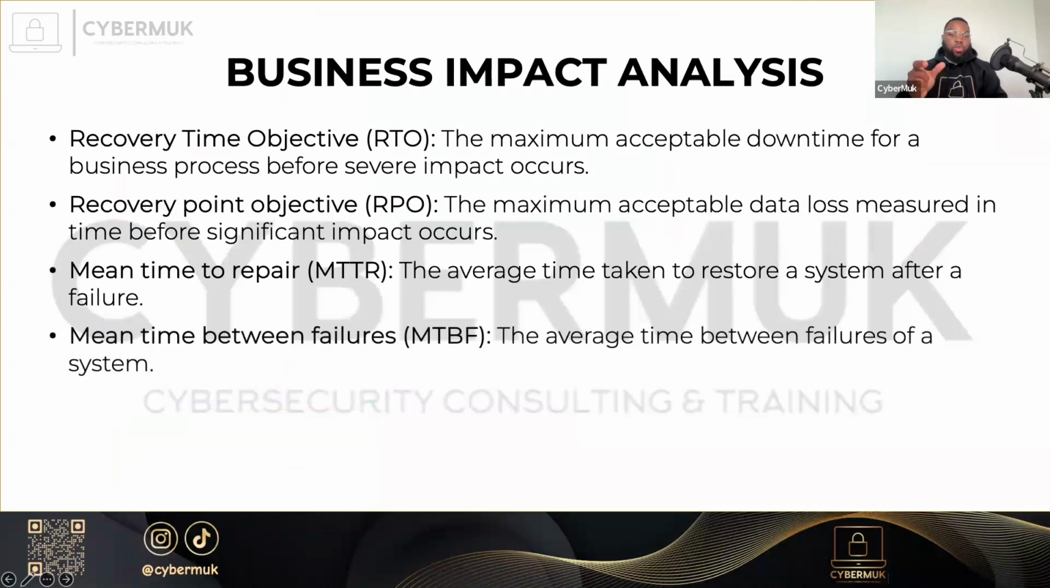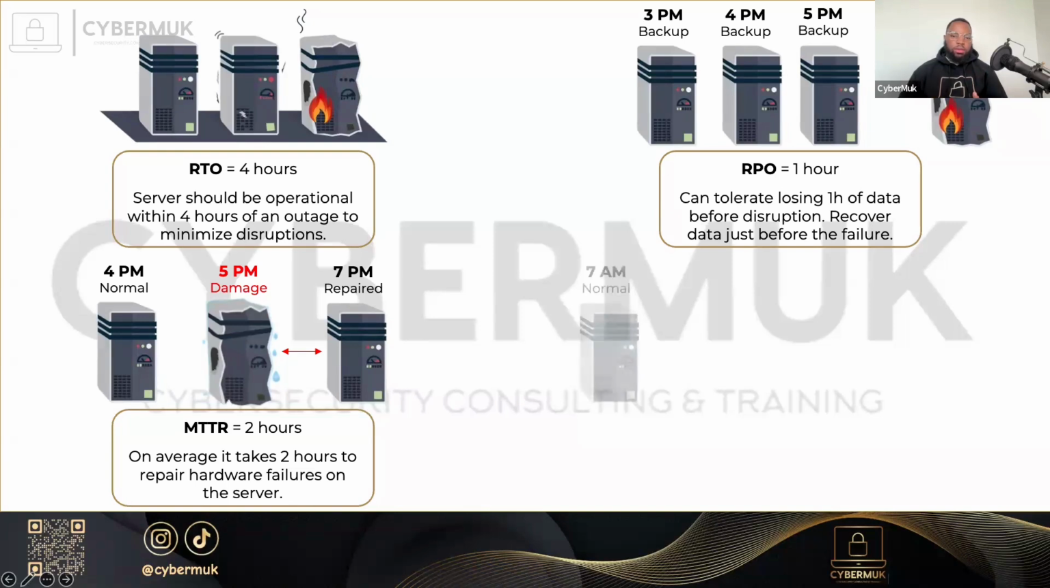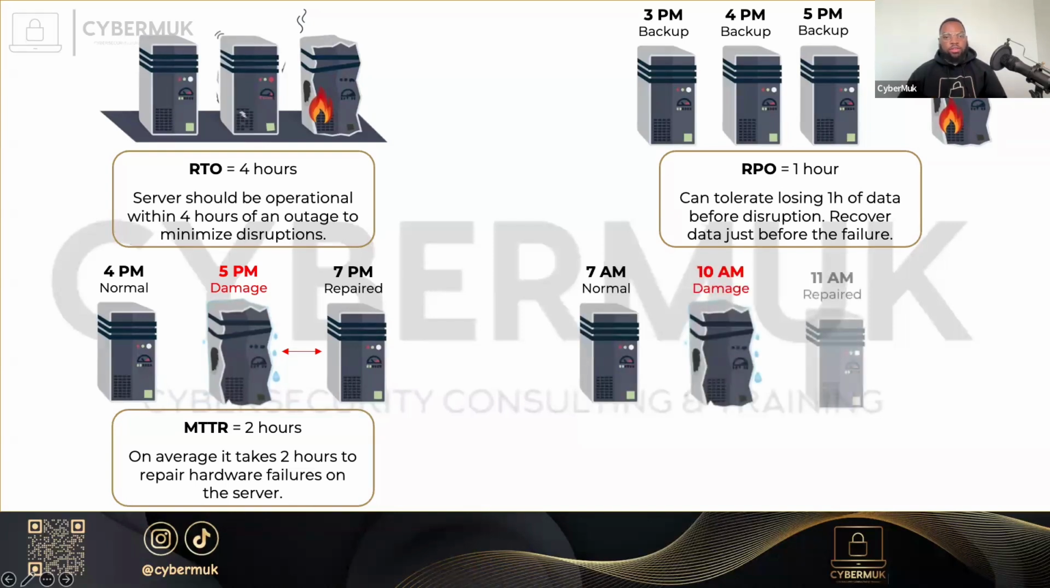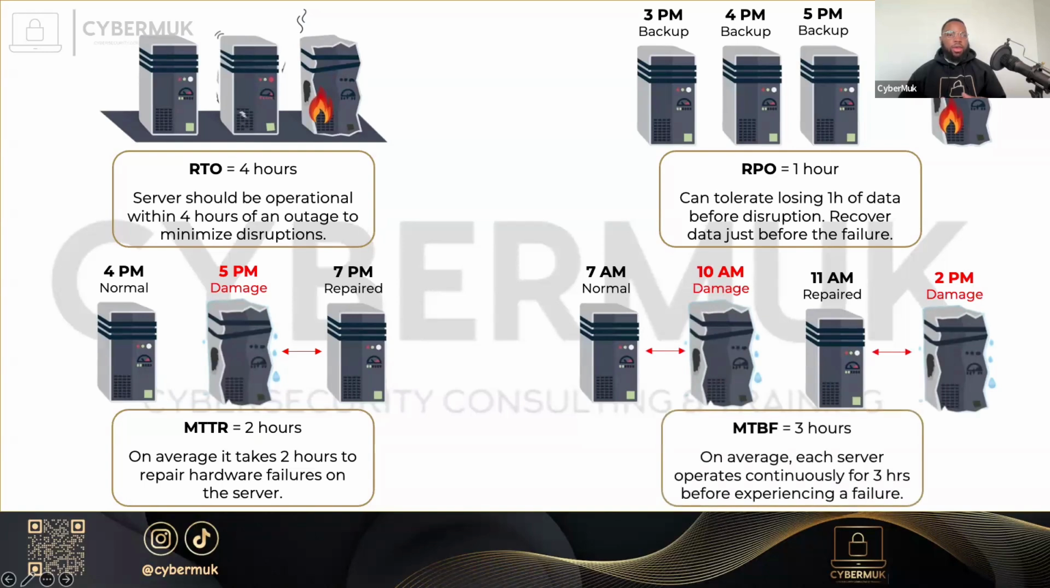And the mean time between failures, the average time between system failures. So just take note of the English language there. It should tell you a lot. What does this mean? At 7 a.m., it's normally working. And at 10 a.m., there is a damage. Then you repair the system. And at 2 p.m., there's another damage. If you take a look at the trend here, you will see that every 3 hours, there is a failure. So the mean time between failures, on average, each server operates continuously for 3 hours before a failure. So that will help you take measures to fix that.